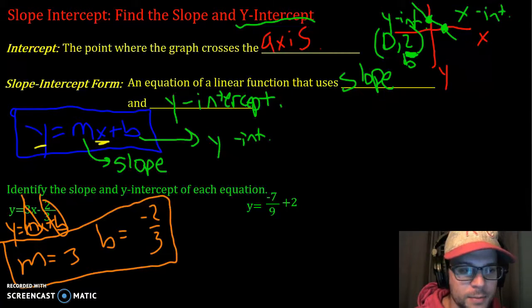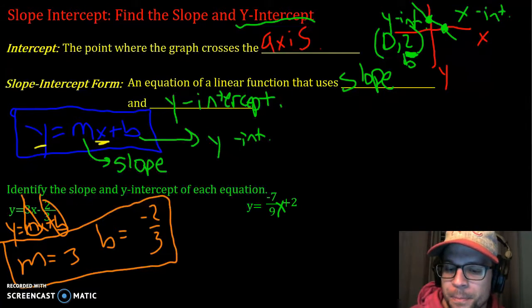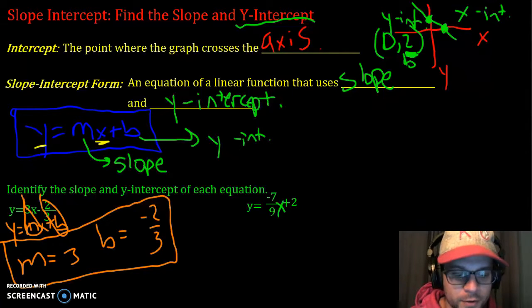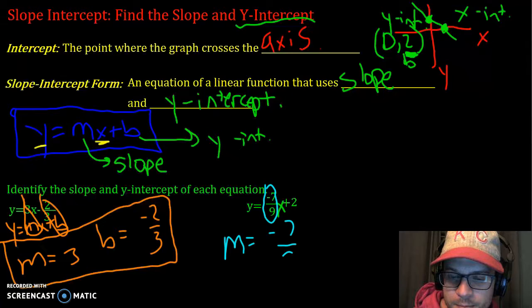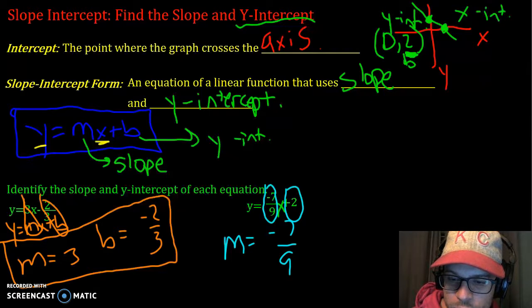Okay, I had a little typo on this one. I meant to put in an x right here. It's on your notes, but this is the number that is right in front of your variable. Negative 7/9 is your m. And 2 is your b.